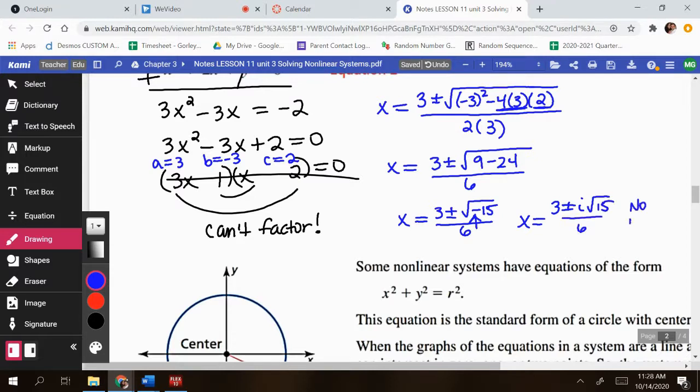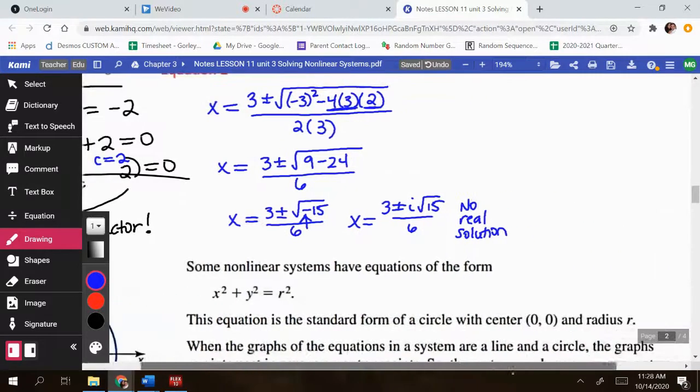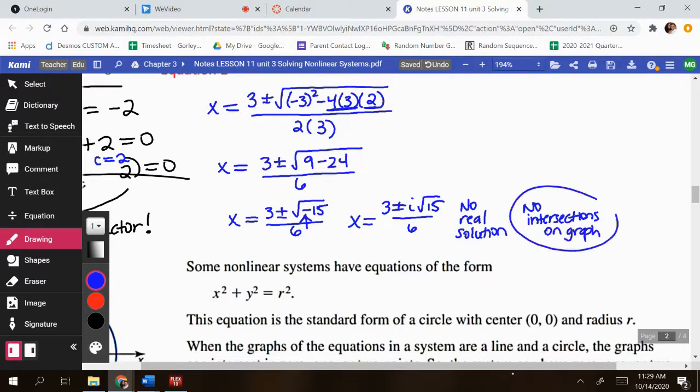So there's no real solution. So am I going to see any intersection points? No. Okay, no intersections on the graph. Okay, no real solutions there.